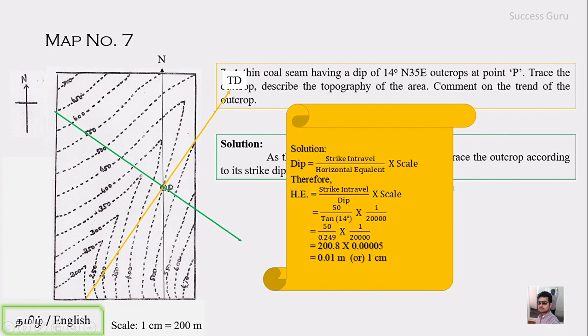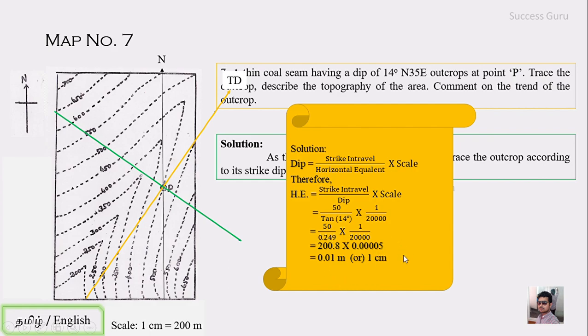So here in this map, which is a 50-meter contour, right? So the strike interval will be 50, and the dip is given in the question as 14 degree, and the scale is 1 centimeter equal to 200 meter. So we have to convert this meter into centimeter, so that will be 1 by 20,000. Just by dividing and multiplying, what we will get is 0.01 meter or 1 centimeter.